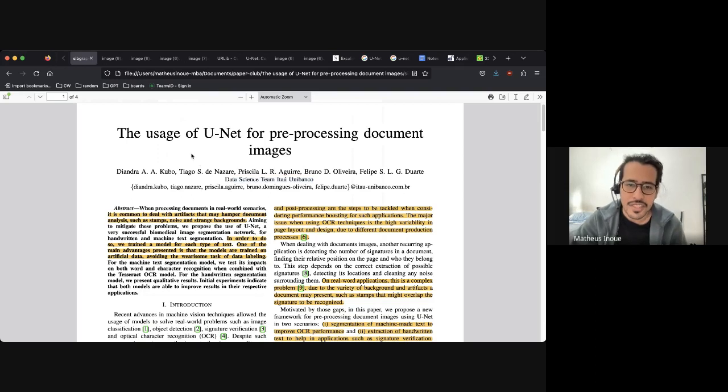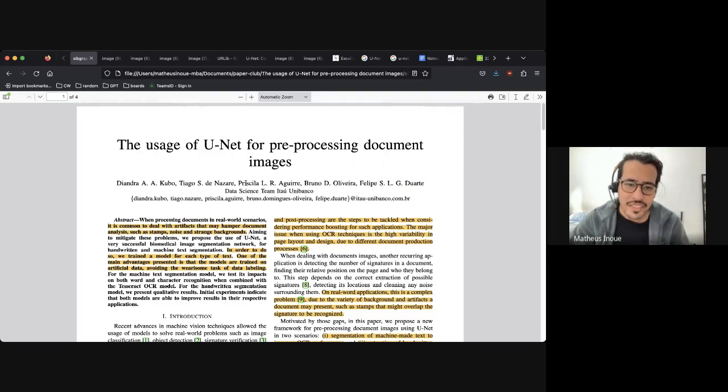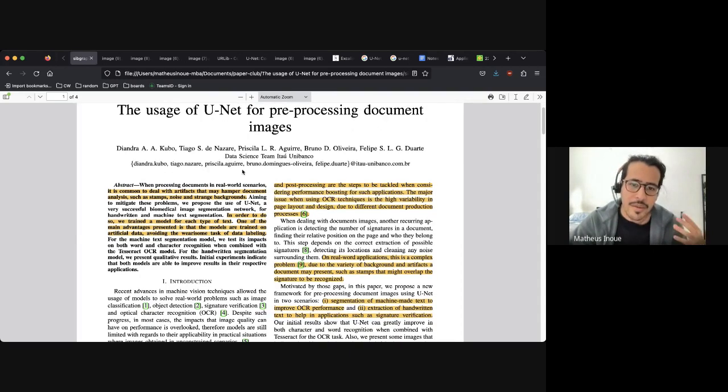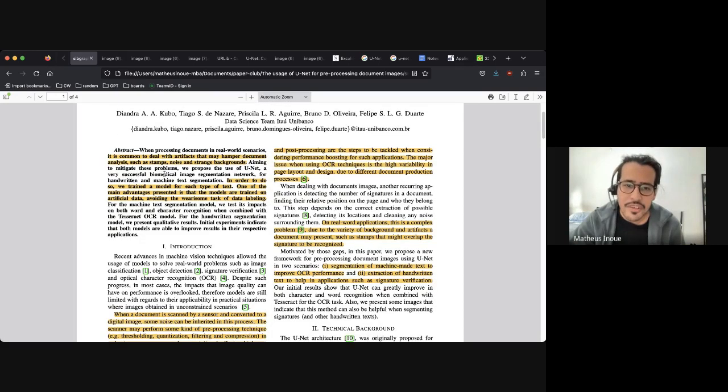Okay, so basically they go here in the paper about how to do document analysis or extracting information from documents. They say here that it's very common to deal with artifacts that may cause problems when you want to do document analysis.